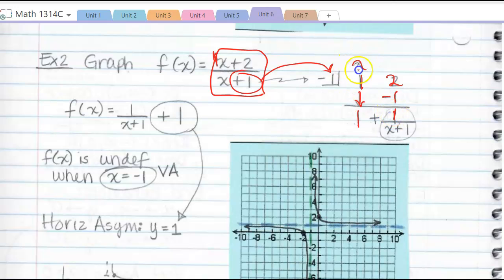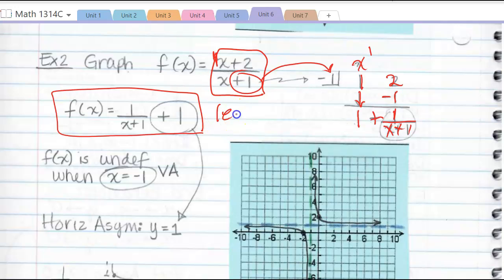So since this was an x, I go down to x to the 1 power, I go down to x to the 0 power, which is a constant, and then we would have the 1 over x plus 1. So we put our remainder over our divisor. So now this is what f of x looks like. So that's something we can do. From here, we know that we went to the left 1, and we also went up 1. So we're going to use that for our asymptotes in a minute.